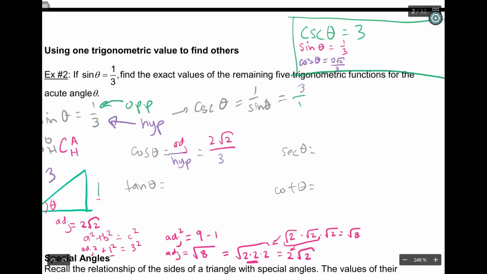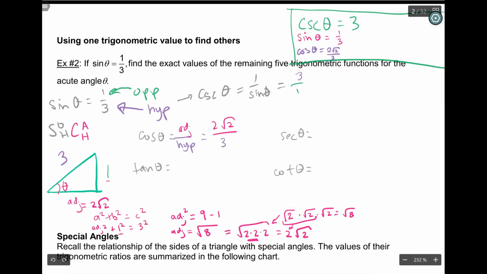Alright. Sorry for the zooming, it's just hard to write. I'm still learning. Alright, so we have cosine.